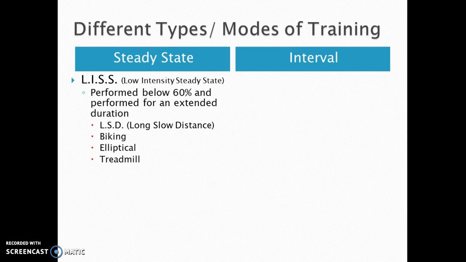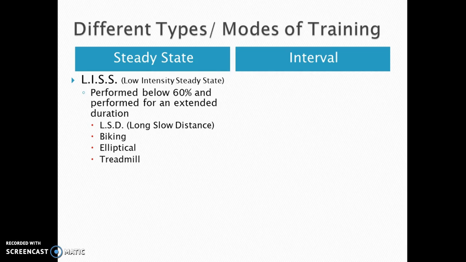One of the acronyms that I'm going to give you is LISS. It stands for Low Intensity Steady State. And this is generally performed below 60% of the heart rate that we figured out in the Karvonen formula, and is performed for an extended duration. Another acronym, LSD, which I refer to as long, slow distance. Somebody goes out on the track and they want to run for an hour straight. Generally, their intensity is going to be really, really low, generally below 60% of their heart rate.